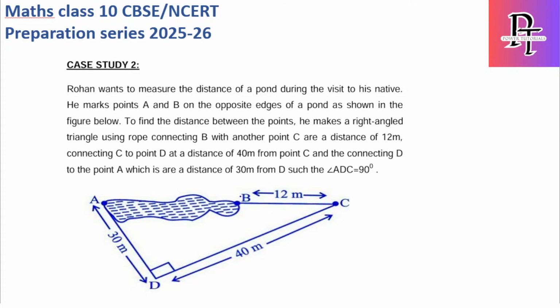As shown in the figure, to find the distance between the points, he makes a right angle triangle using a rope connecting B with another point C at a distance of 12 meters, connecting C to D at 40 meters, and from D he goes to a point at a distance of 30 meters from D, such that angle ADC is 90 degrees. So what Rohan did, he marked the 2 ends of the pond, one is A, the other is B, and he used a rope to create a right angle triangle. From here he went 12 meters, and from this point he went 40, and from here he took a right angle and moved to the other end of the pond. Now he found that this is 30, this is 40, this is 12.